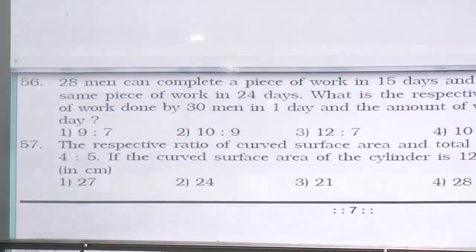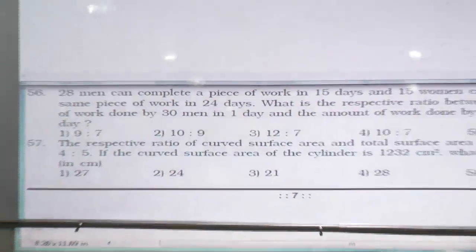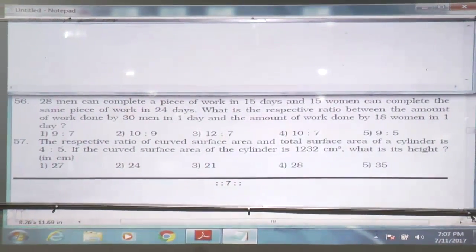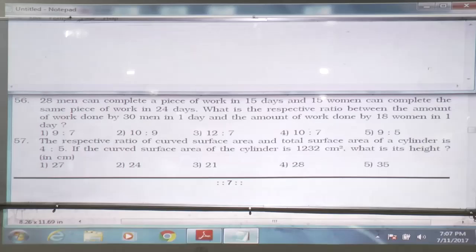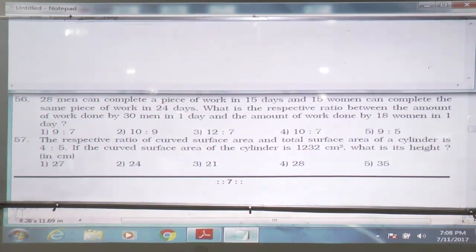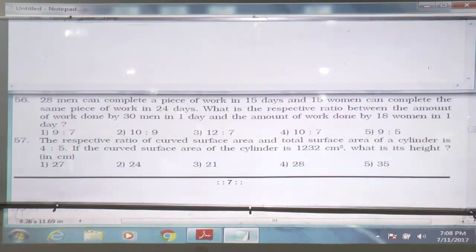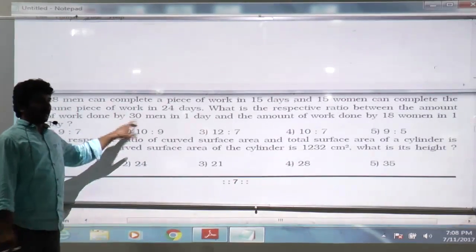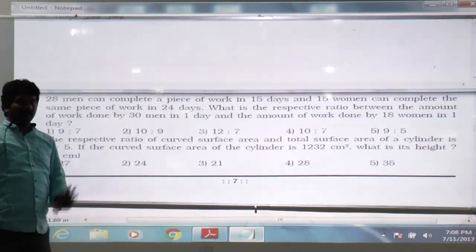28 men can complete a piece of work in 15 days. 15 women can complete the same piece of work in 24 days. What is the respective ratio between the amount of work done by 30 men in 1 day and the amount of work done by 18 women in 1 day? You are asked about 1 day work. Yes or no? But 1 day work of how many men? 30 men. And how many women? 18 women. Now let's see here.